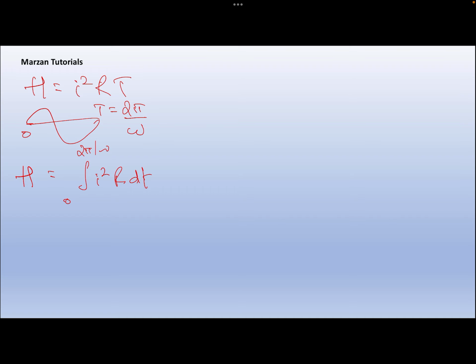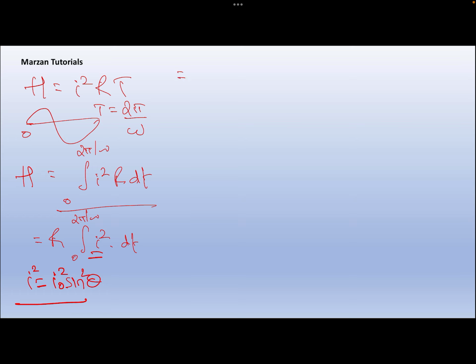Understood? Fine. So once we get this equation, now we have to solve this thing. R is constant, it will be taken outside. R integration 0 to 2 pi by omega I square dt. Now the value for I is equal to how much? The value for I is equal to I0 sine theta. So therefore I square will be I0 square sine square theta. So in place of this I square I will put this.